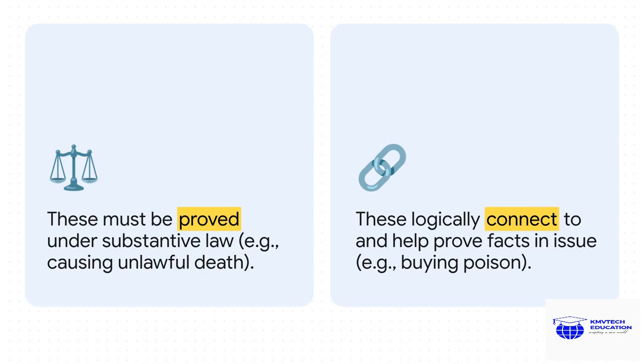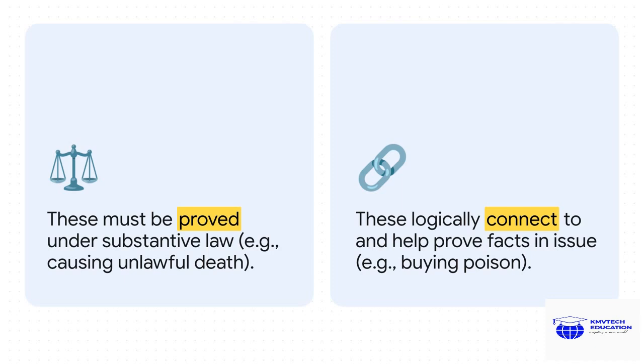These are the ultimate destinations the prosecution has to reach beyond a reasonable doubt. Then on the right, we have relevant facts. Think of these as the logical stepping stones. They aren't an issue themselves, but they logically connect to and help prove the facts in issue. Let's anchor this right back to our Kampala scenario. Buying rat poison is a relevant fact.